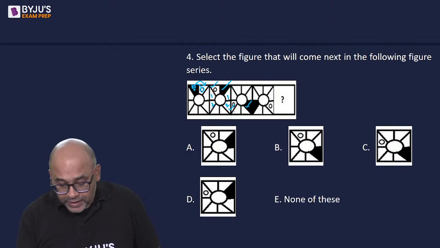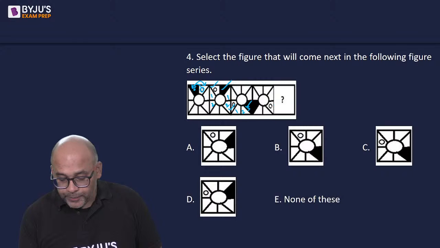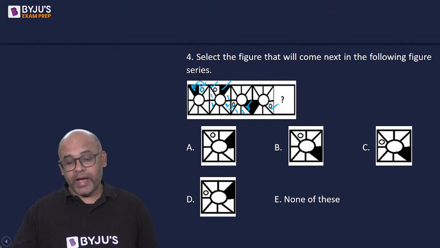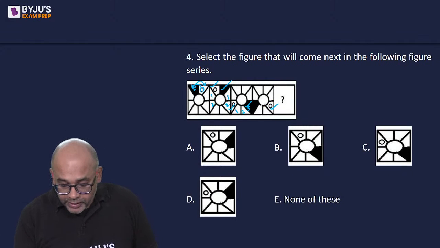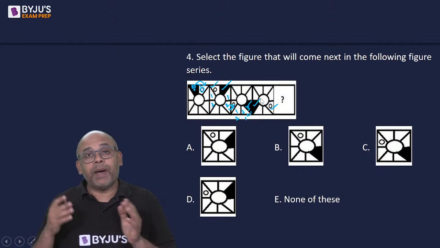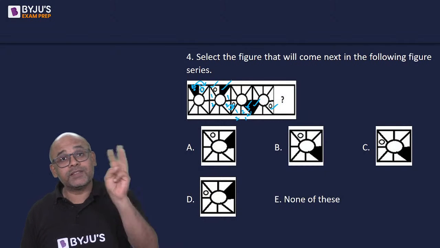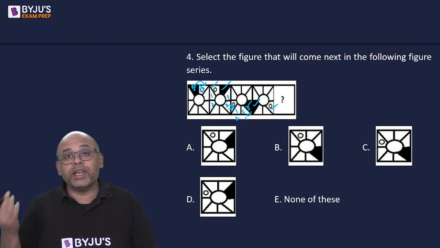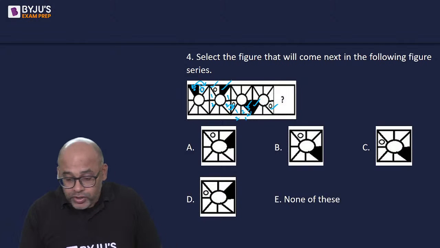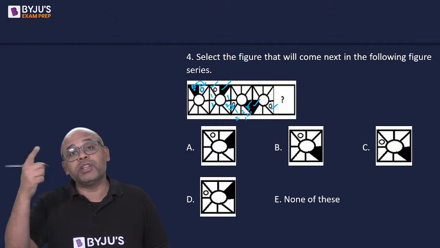Next, the circle is going 1, 2, 3 steps to the right and the dark area is going from here to here, 1, 2 and 3. So it is coming here. So the pattern is initially 1 step, next 2 steps, next 3 steps. Therefore the next should be 4 steps, in the same direction that the circle was moving.